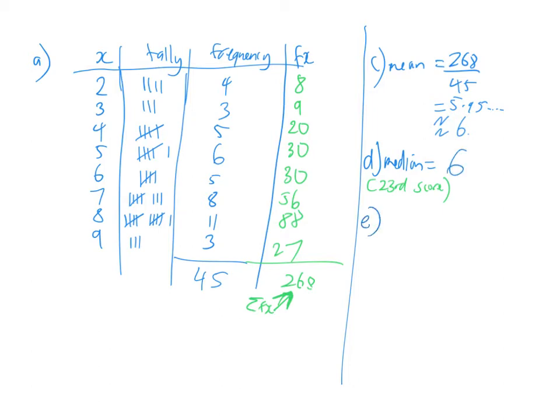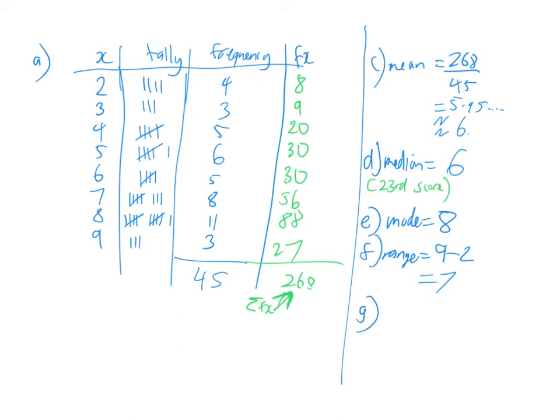Okay, part E, the mode. Most common, that's really easy. The highest F is the 11, so it's going to be 8. Part F, range, also very easy. Highest minus lowest, so 9 minus 2, which is 7.